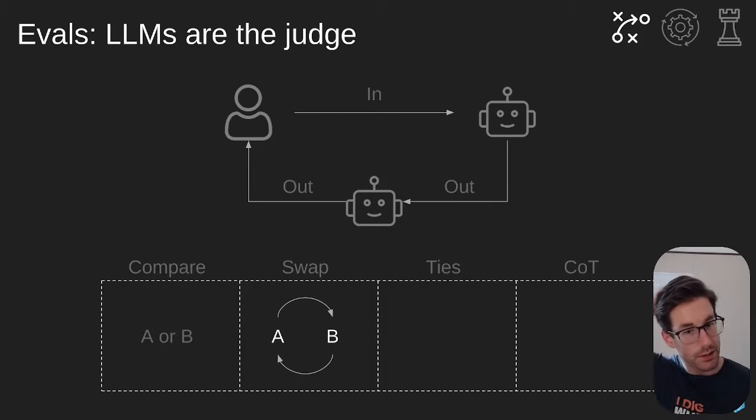Next is swapping. When an evaluator looks at answers, so it's looking at A or B, oftentimes it favors a position, not the answer, which is quite strange. If you give the same answers in A and B slots over and over, it might keep on choosing A because it just prefers position A. So what you want to do is swap those. So you do it twice.